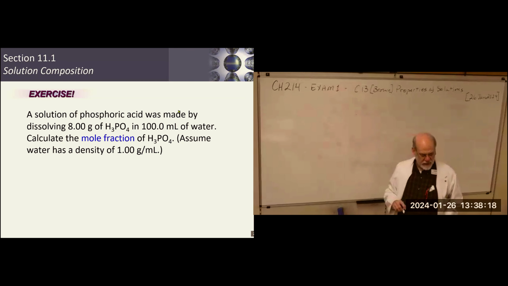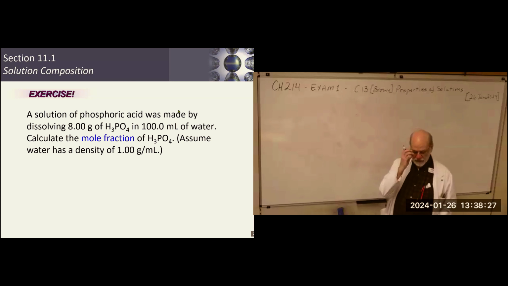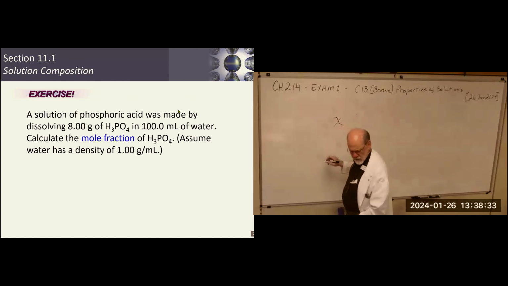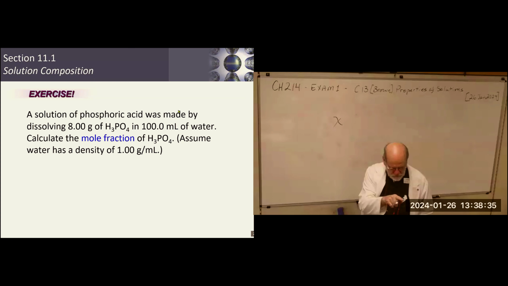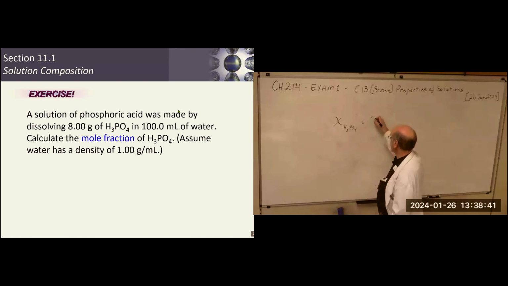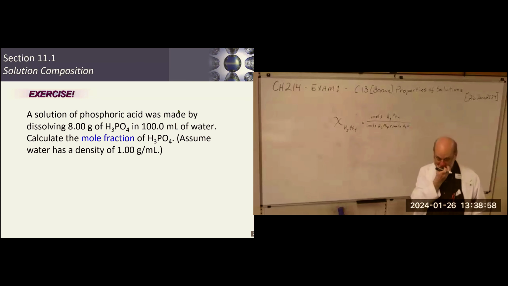Okay, so this phosphoric acid was made by dissolving 8 grams of H3PO4 in 100 milliliters of water. Calculate the mole fraction of H3PO4. Okay, this is a little more complicated. So if we're going to say mole fraction of H3PO4, what we need is moles of H3PO4 per moles of H3PO4 plus moles of water, right? Total moles. Okay.